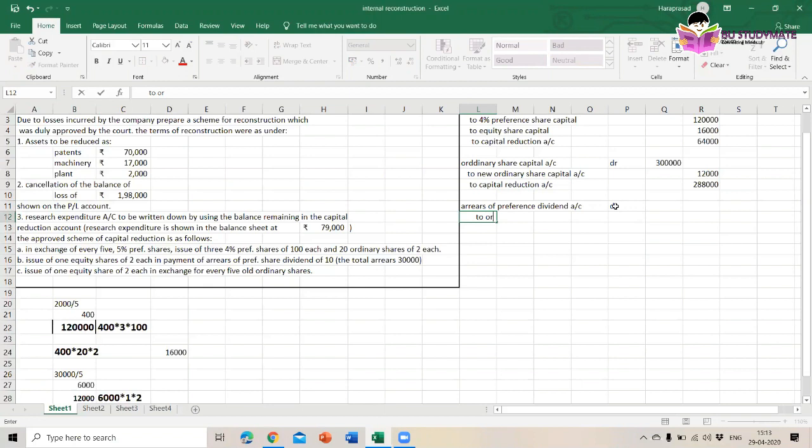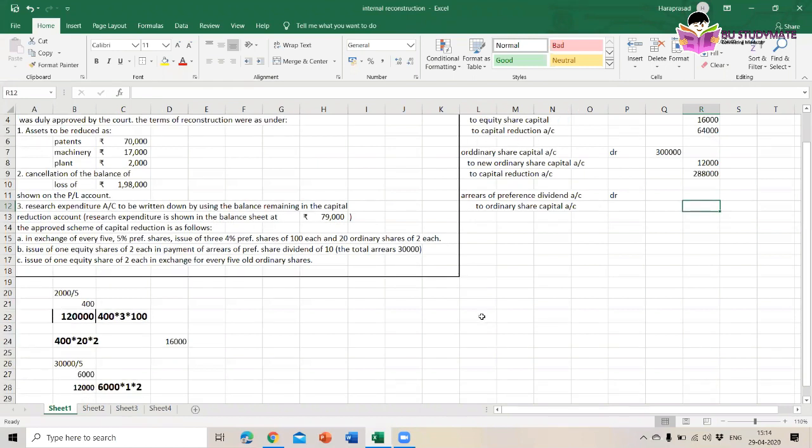Because preference dividend here, how much they have given, that is 30,000 rupees, and one equity share is being issued at the price of 2 rupees each. You have to do the calculation here. How many preference shares are there? That is 400 preference shares are there. 400 into, actually, 1 second.